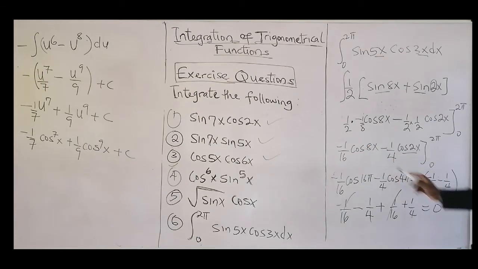Cos 0 is 1. We have minus 1 over 16. Here also, cos 0 is 1, we have 1 over 4. So cos 16 pi is 1, cos 4 pi is also 1, okay? We have that. So it's 0. So that's that on that.